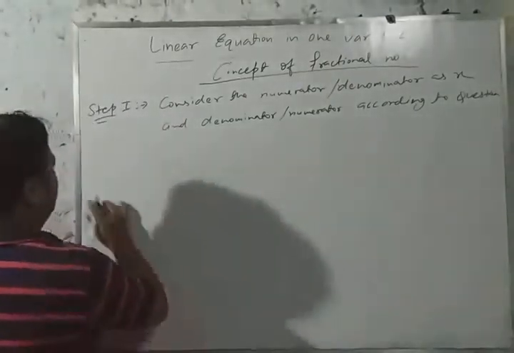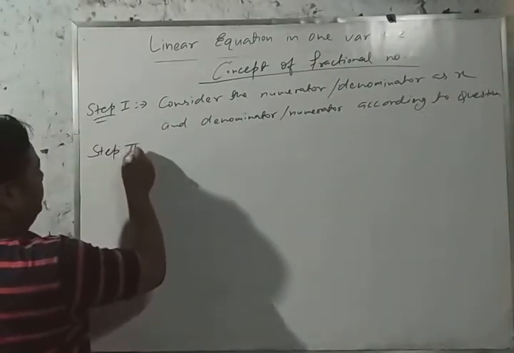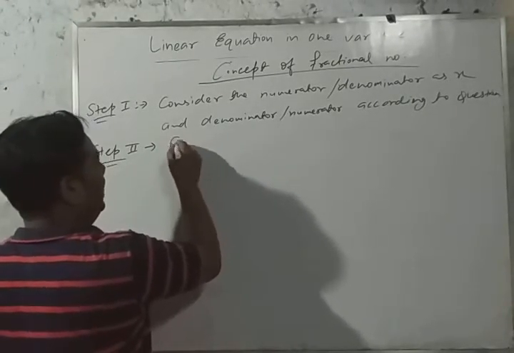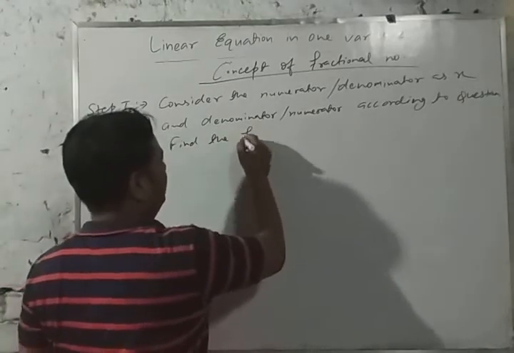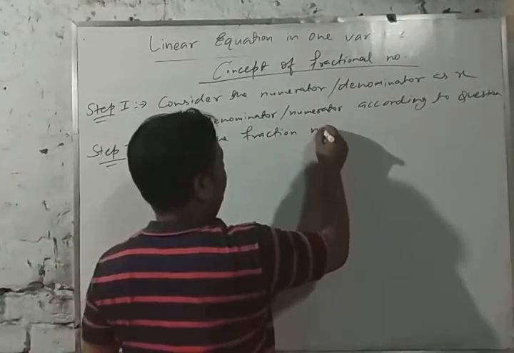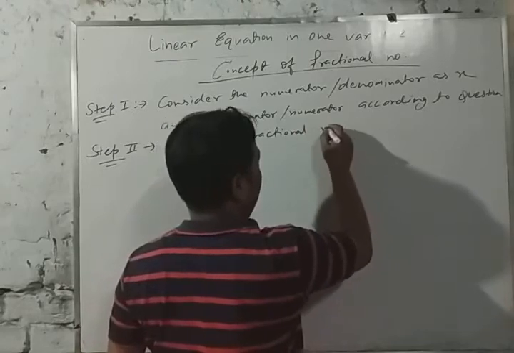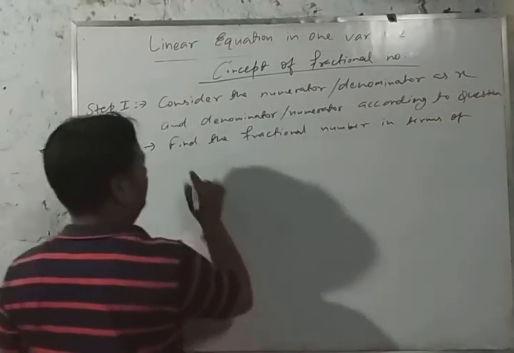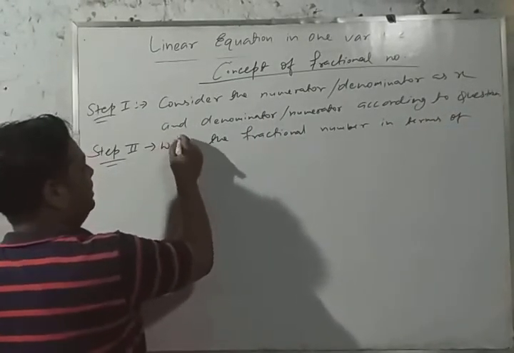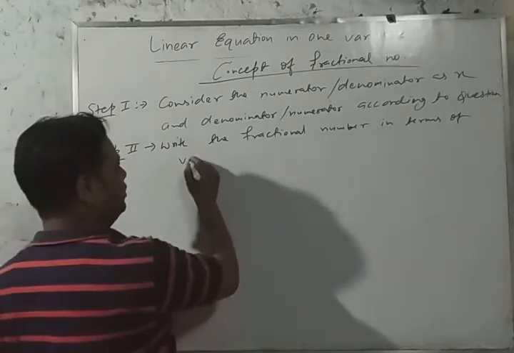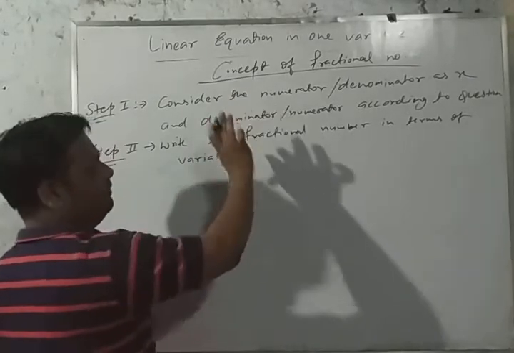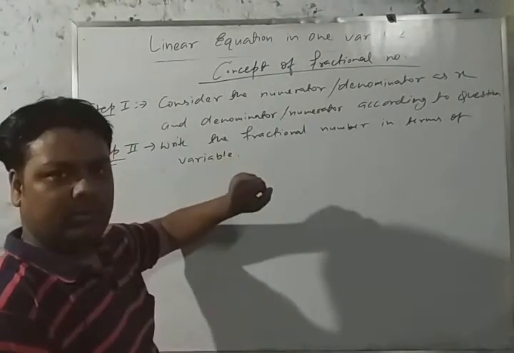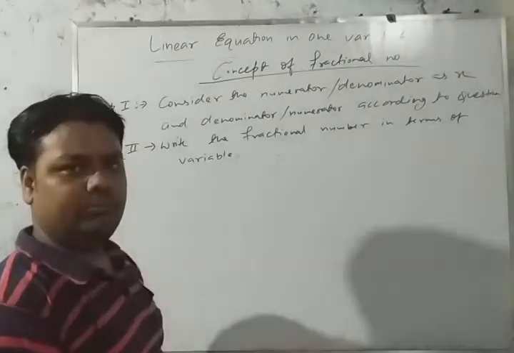Now, in step 2, write the fractional number in terms of variable. Numerator and denominator we will get with step 1. Then we will put the numerator and denominator in the fractional number. Then we will get the fractional number in terms of variable.